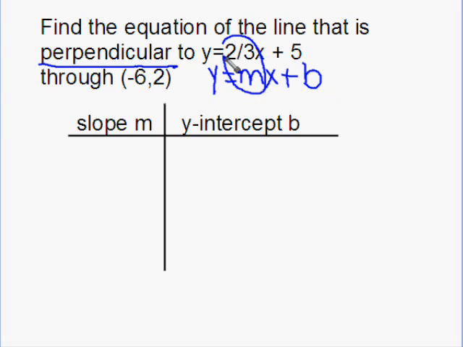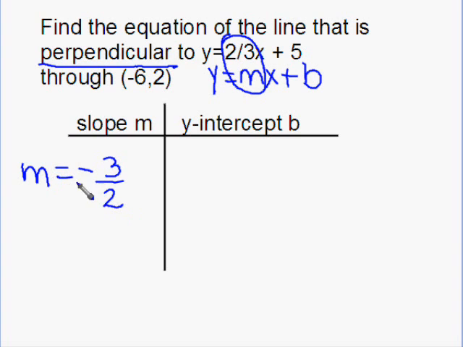Now to write the equation of a perpendicular line, we need to do 2 things to the slope. We need to find the opposite. Since this one's positive, ours will be negative. And then we need to take the reciprocal of the fraction. Well, the reciprocal of 2/3 is 3/2. So the slope of our perpendicular line will be -3/2.